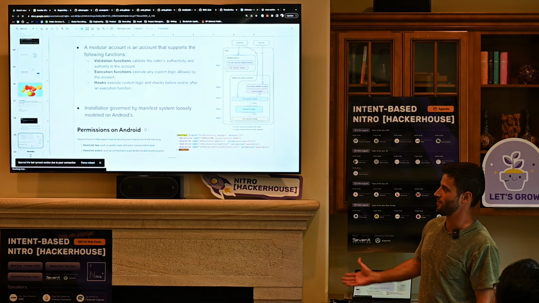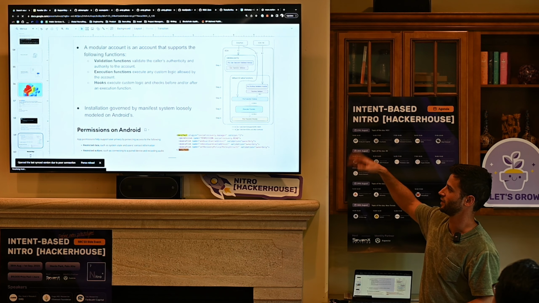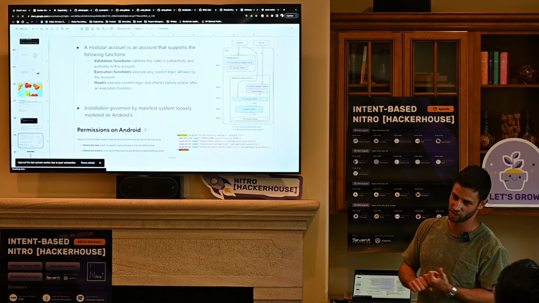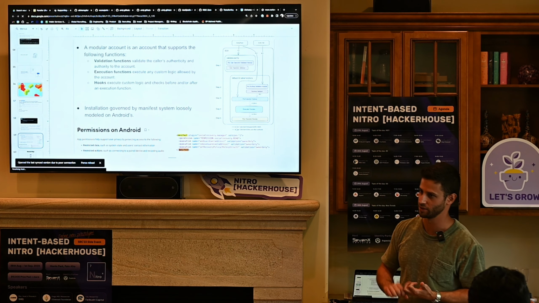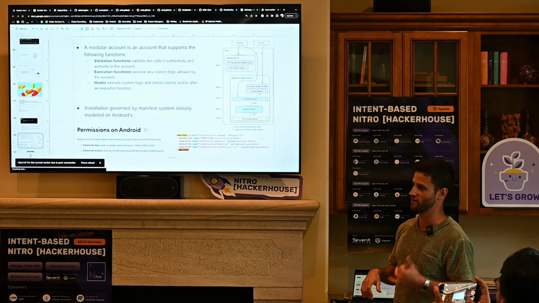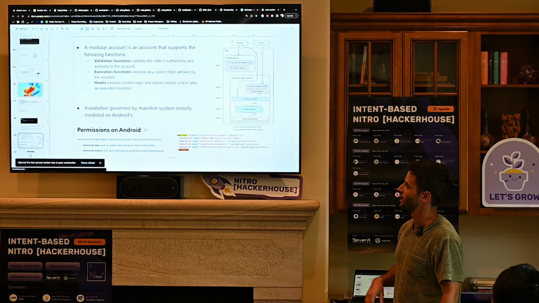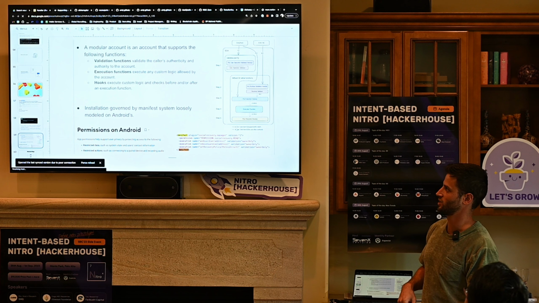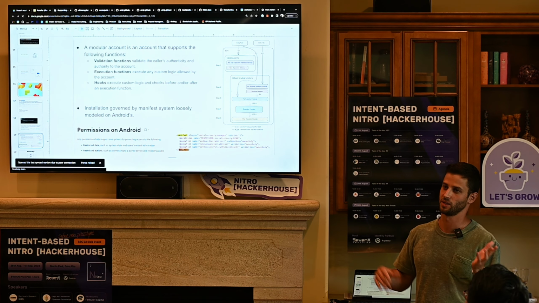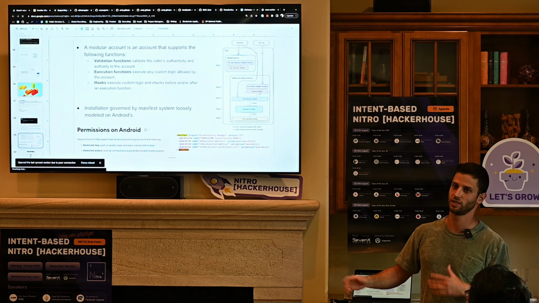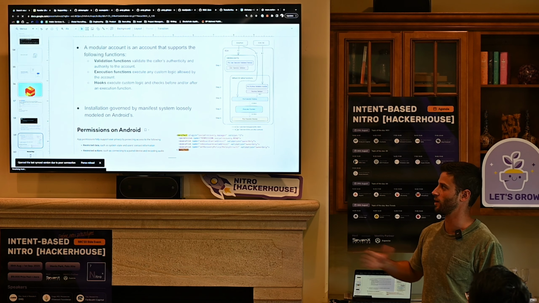Okay, and so defining a modular account is a lot of text. There are validation functions, execution functions, and hooks. Validation functions validate authenticity, so you can validate a new signature like the R1 curve. Execution functions execute any custom logic allowed by the account, so this might be something like a cross-chain transfer. And hooks execute custom logic before and after execution functions.